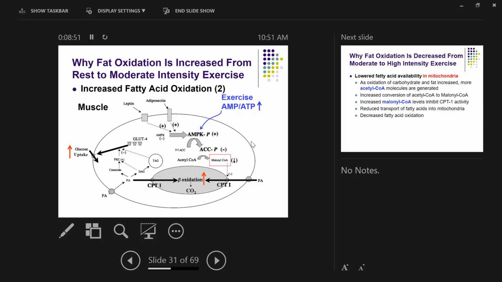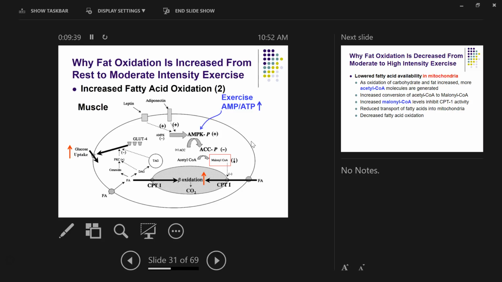So the AMPK, malonyl-CoA, and CPT1 pathway is a key that controls fat oxidation, fatty acid oxidation. During the early stage, the malonyl-CoA production is decreased, right? So you have more CPT1 being activated, which allows more fatty acids to be oxidized.